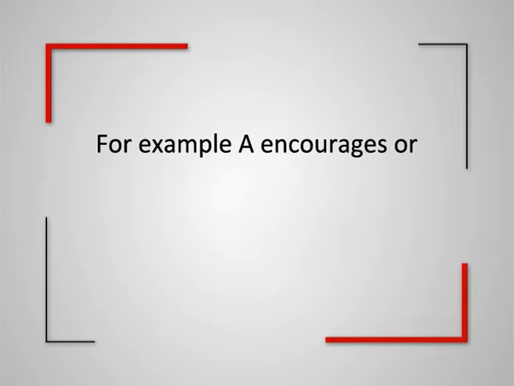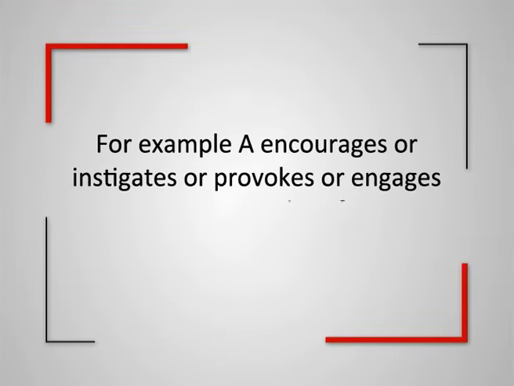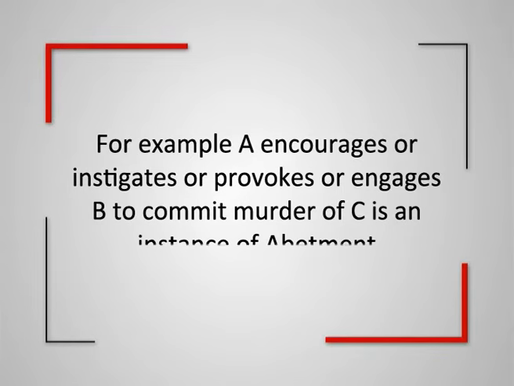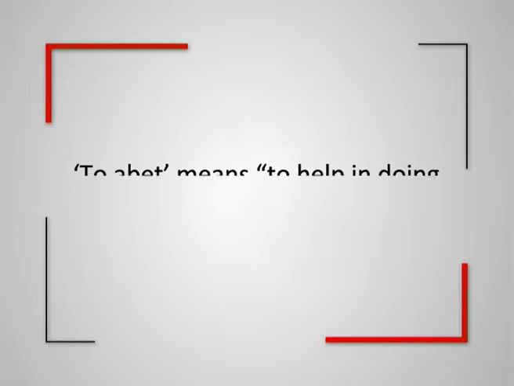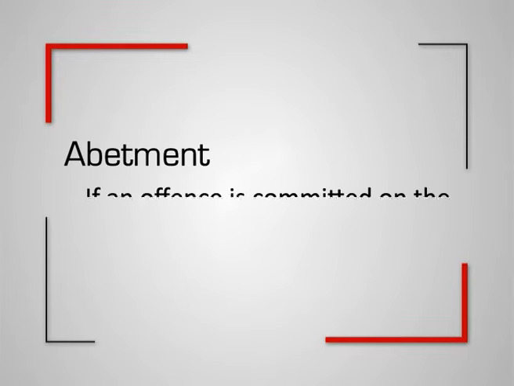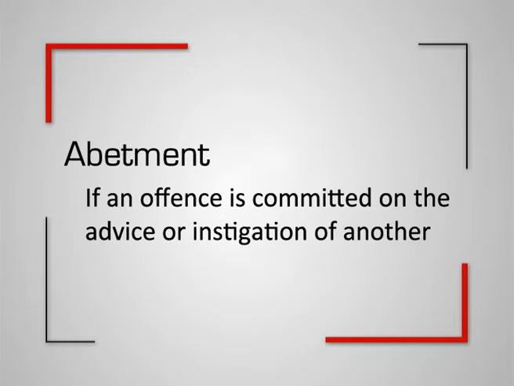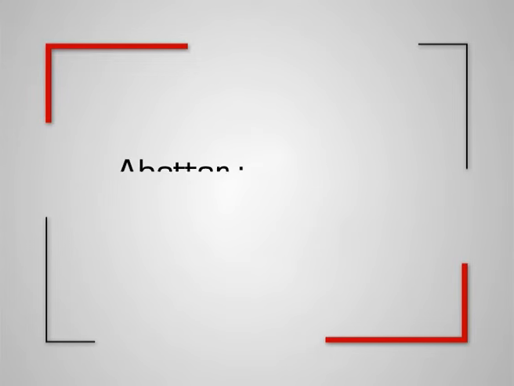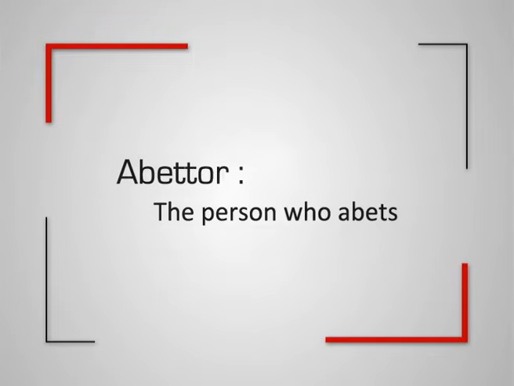For example, A encourages or instigates or provokes or engages B to commit murder of C is an instance of abetment. Thus, a person may commit an offence in conjunction with other persons. In such a case, the degree of liability for commission of the crime varies from one person to another. To abet means to help in doing something. If an offence is committed on the advice or instigation of another, it is called abetment. The person who abets is called an abettor.